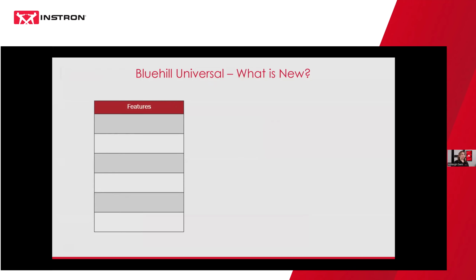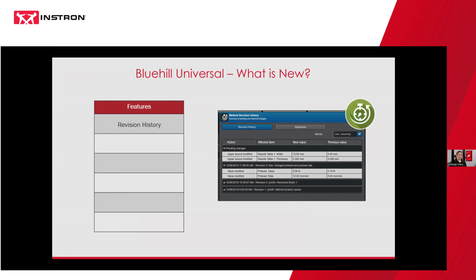So what is new? What's new within Bluehill Universal, especially coming from these older legacy platforms? First, and probably most exciting, as this was just released, is revision history. So I'll actually show this a little bit further within the software, but this now allows us to have a log of changes in our methods, our test samples, and our report templates, showing us what, when, and who changed something.